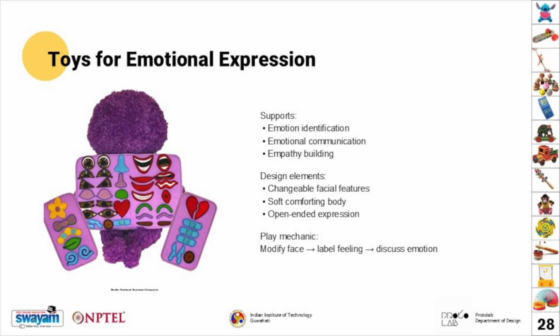Mibi's face can be changed into different emotional expressions. Instead of asking the child about themselves, the adult asks about the character. Instead of asking the child, "How do you feel?" the adult asks, "How does Mibi feel?" This removes personal pressure. The soft body provides comfort, while the face becomes a communication tool. The child externalizes internal emotions onto the toy.